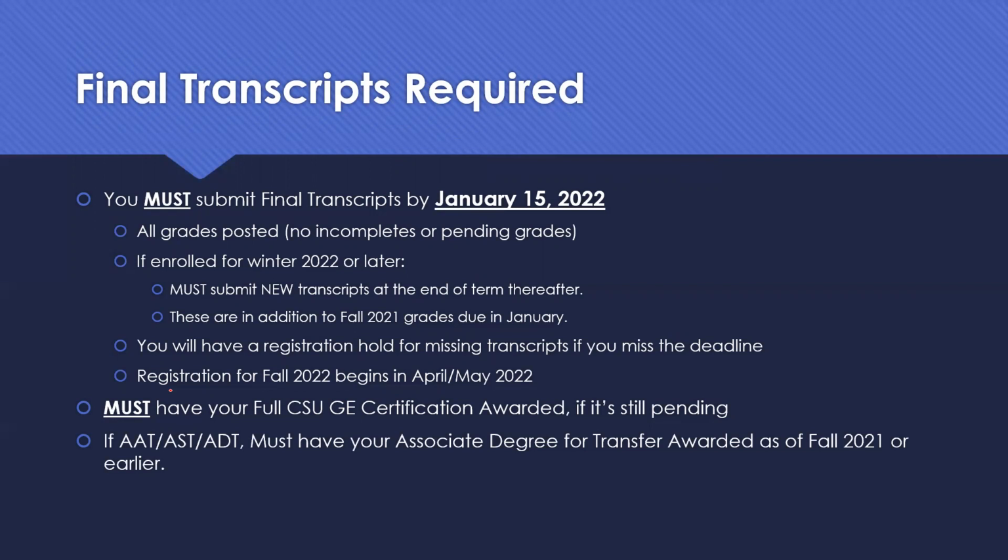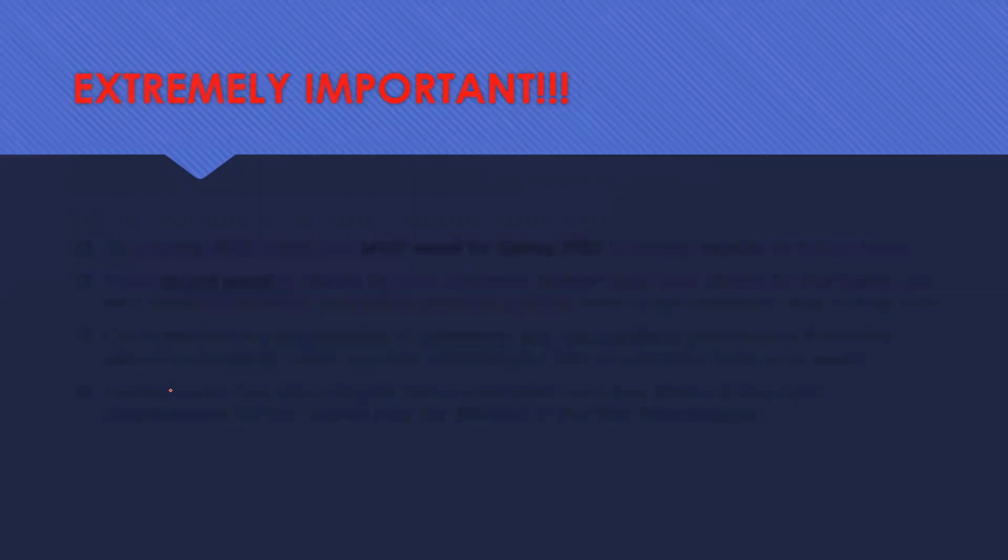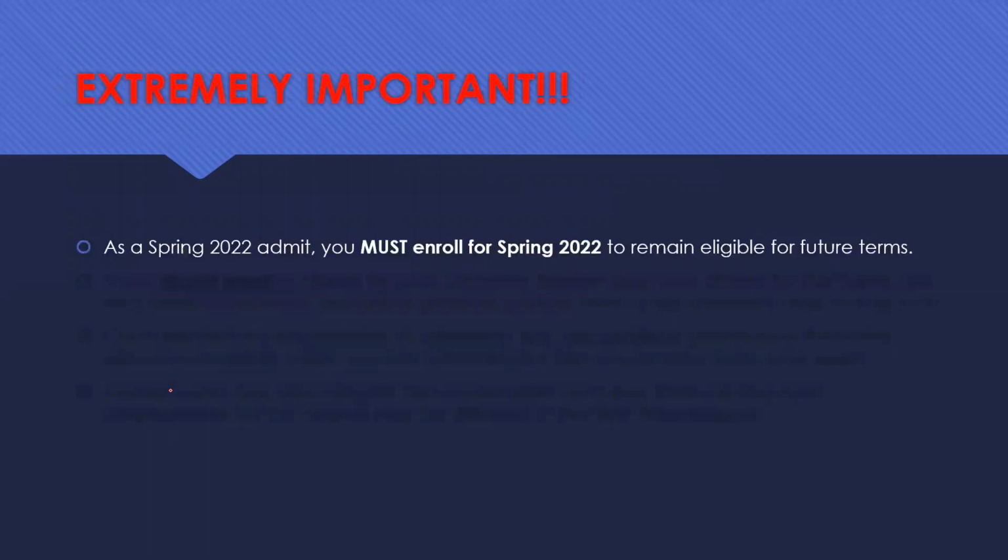And all of you, except for liberal studies, will need to have your associate degree for transfer awarded as of fall 2021 or earlier, because your spring admission was pending that associate degree for transfer being awarded. The only exception for that is the liberal studies major, because again, they follow a different GE pattern than our other majors. Extremely important.